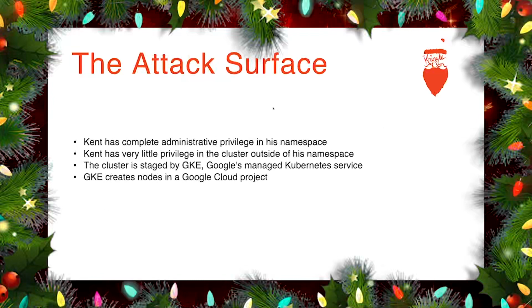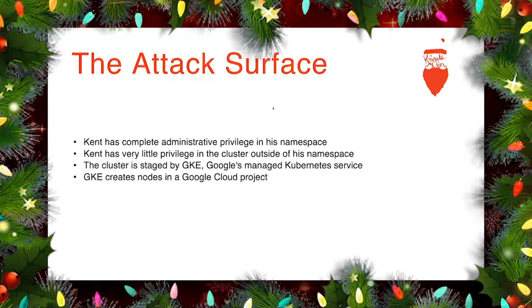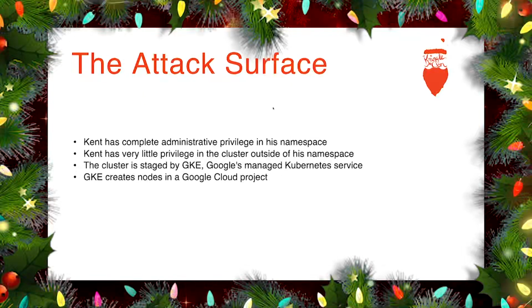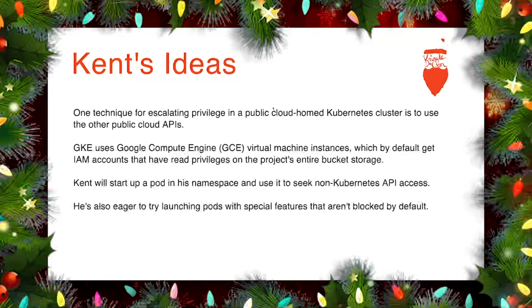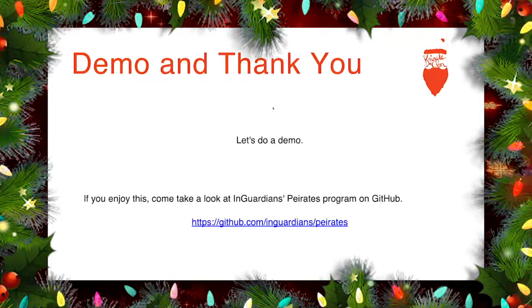So what is Kent's starting point? He has complete administrative privilege in his namespace, a very common thing for organizations to do. But outside of his namespace, he has very little privilege. He's kind of got read-only, and he can only read some things. This cluster is staged in GKE, Google's managed Kubernetes service, which creates nodes as virtual machine instances, GCE instances, in a Google Cloud project. Kent's got some ideas about how he might do things, but let's go straight into our demo.